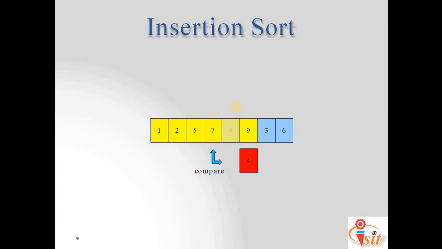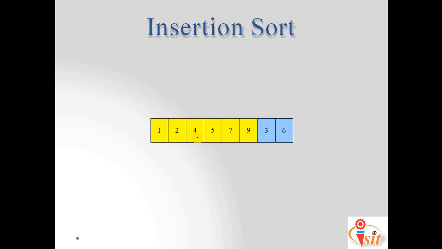In that case 7 will be moved to the next position and 4 is going to be compared with the next element, that is 5. Again 4 is the smallest element, so 5 will be moved to the next position and 4 is going to be compared with 2. Here 4 is greater than 2. In that case, instead of 5, we need to place the value 4. So 4 will be placed into the proper position.